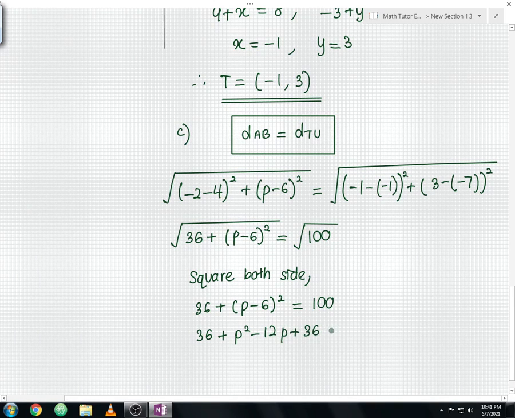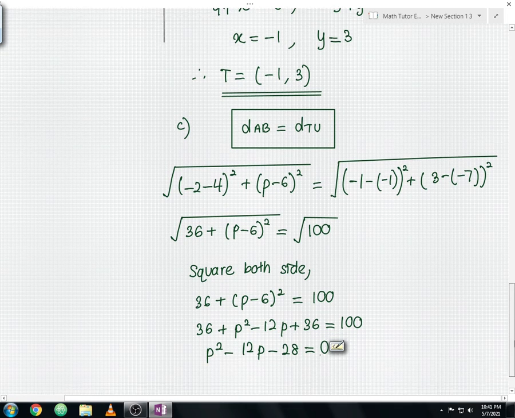Sorry guys, it's a bit lagging. Equals to 100. So 36 plus 36, you should get 72. This 100 from the right hand side, you move it to the left hand side, it will become negative 100. So 72 minus 100, you calculate this expression, you should get P squared minus 12P minus 28 equals to 0. As you can see here, we are forming a quadratic equation.